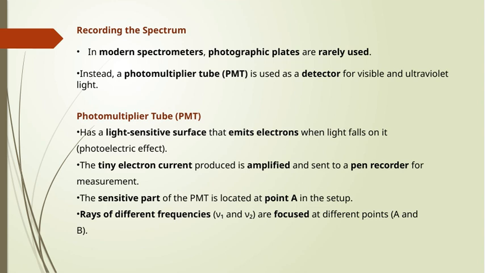Now, the sensitive part of the PMT, which is crucial for detection, is located at a specific point called point A in our setup. Rays of various frequencies, say nu1 and nu2, are focused onto different points, specifically at points A and B. This separation based on frequency is essential for analyzing the spectrum accurately. Connecting this back to our overall theme, the use of the PMT and the focusing of different frequencies are vital steps in precisely recording and analyzing spectra, allowing us to gain detailed insights into the light's properties.